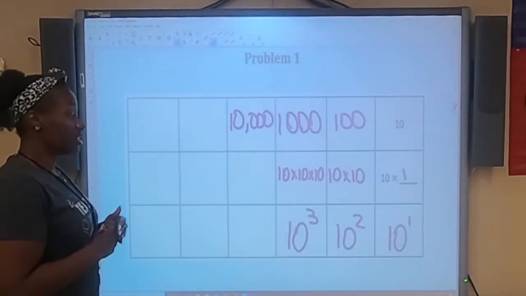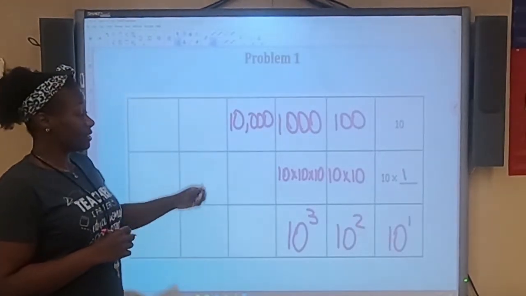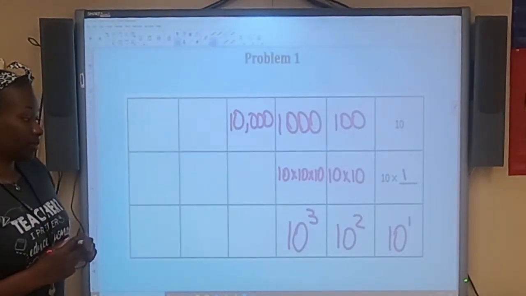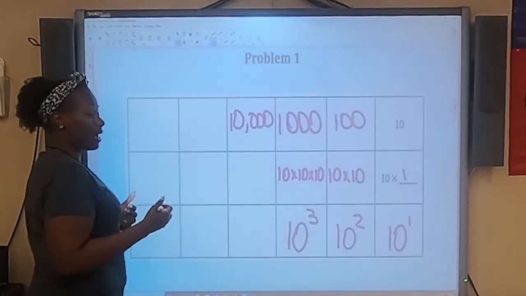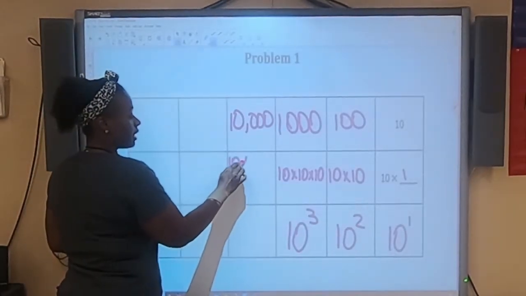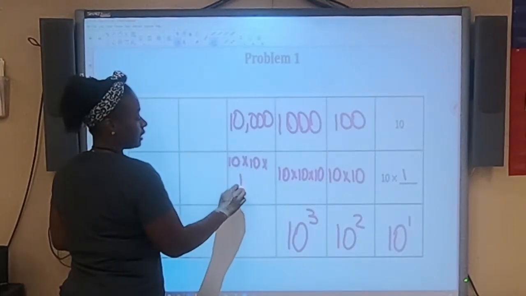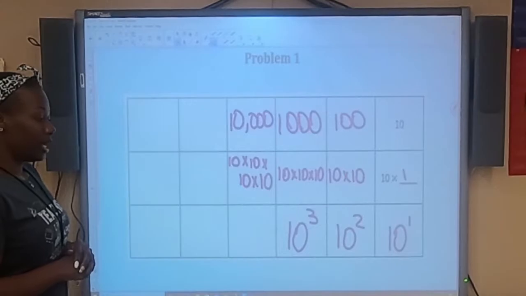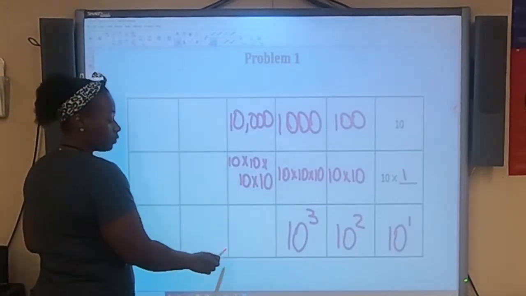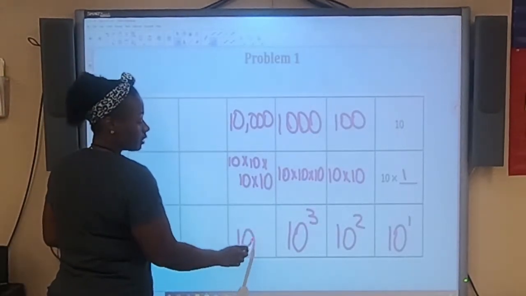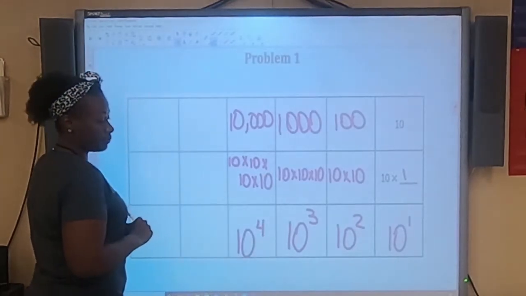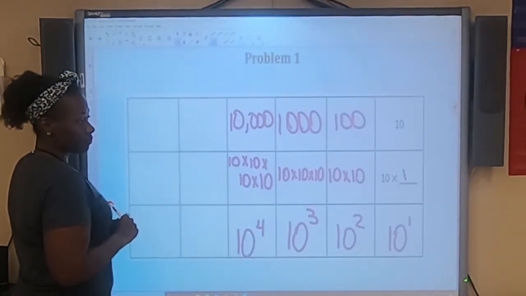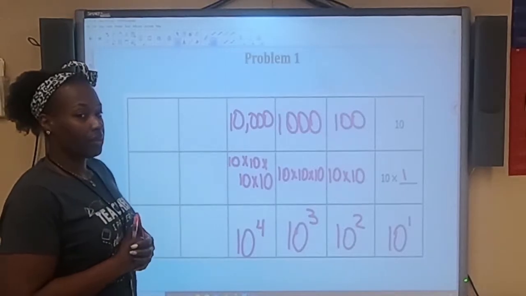I want a multiplication sentence using only tens that equal 10,000. Hopefully you figured out the pattern and know that it's 10 times 10 times 10 times 10. And our exponential form would be 10 to the power of 4. So hopefully we now know the pattern.